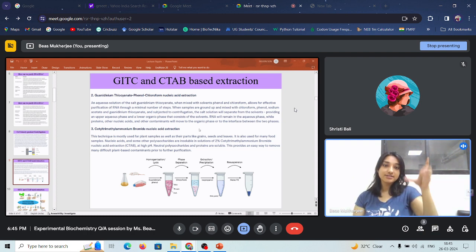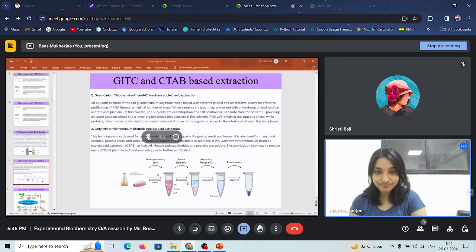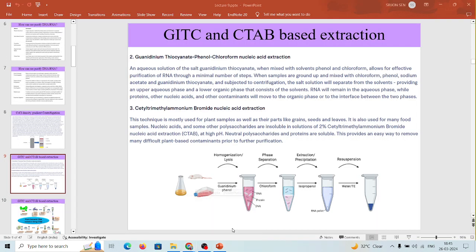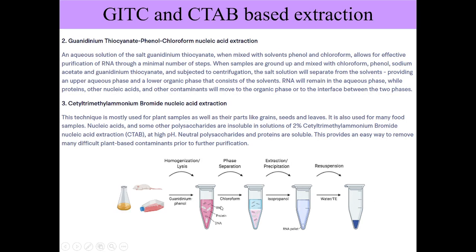So if you look at this, there will be an upper aqueous layer. If you can see in the figure, we will have a look at the figure. This is basically the media. From there you have this homogenized cell lysate. It has RNA, DNA, protein, everything. You add guanidinium to it, and then you add phenol to it, and then there is a phase separation. So the upper layer has your RNA, and the lower layer has proteins and DNA.